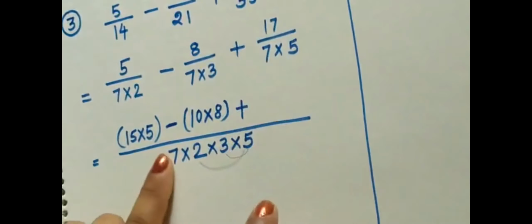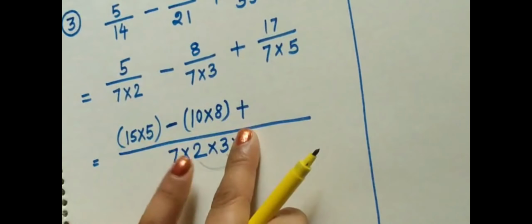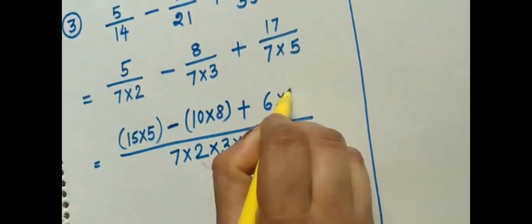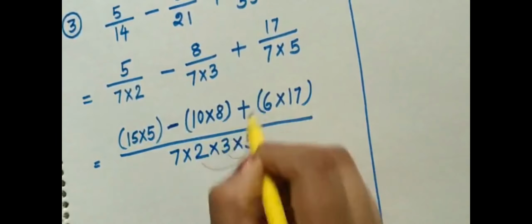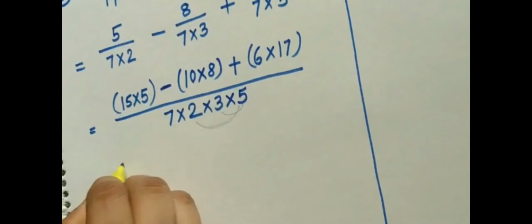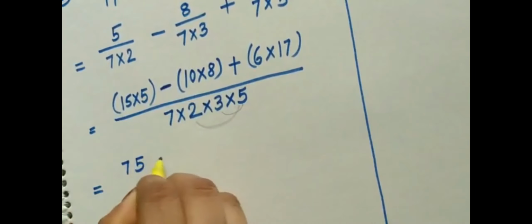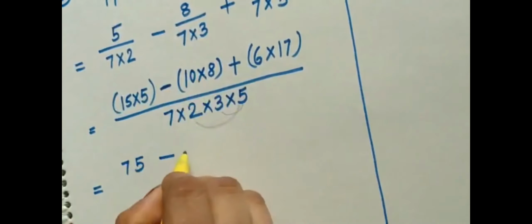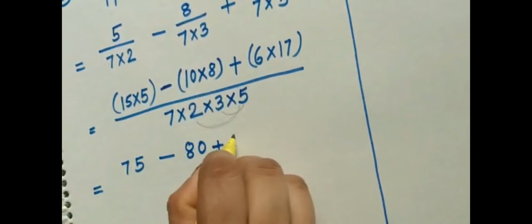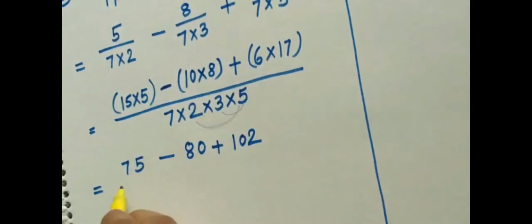Now for the third fraction, 7 cross 5, we will hide this 7 cross 5. We are pending with 2 cross 3. 2 cross 3 means 6. We need to multiply this 6 with the numerator 17. Now we need to solve these brackets. 15 cross 5 will give 75, minus 10 cross 8, that is 80, plus 102.